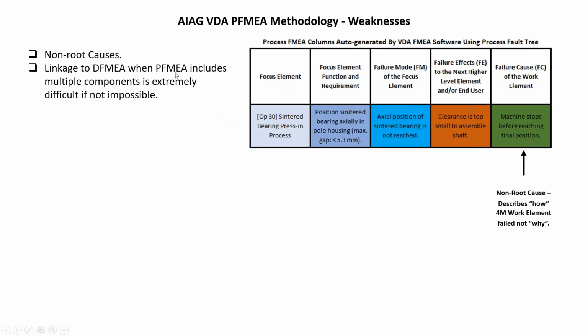The other thing is linking DFMEA to PFMEA. What happens is, if you think about DFMEA, we have individual design FMEAs for each of the assembly, the sub-assembly, and components. And now I have a manufacturing process whose job it is to put all these things together. How do I take all of these design FMEAs and link them to the PFMEA? Bottom line is, I've never seen it done. And if anybody's seen it done, I'd love to see it. And that includes the people who sell this software.